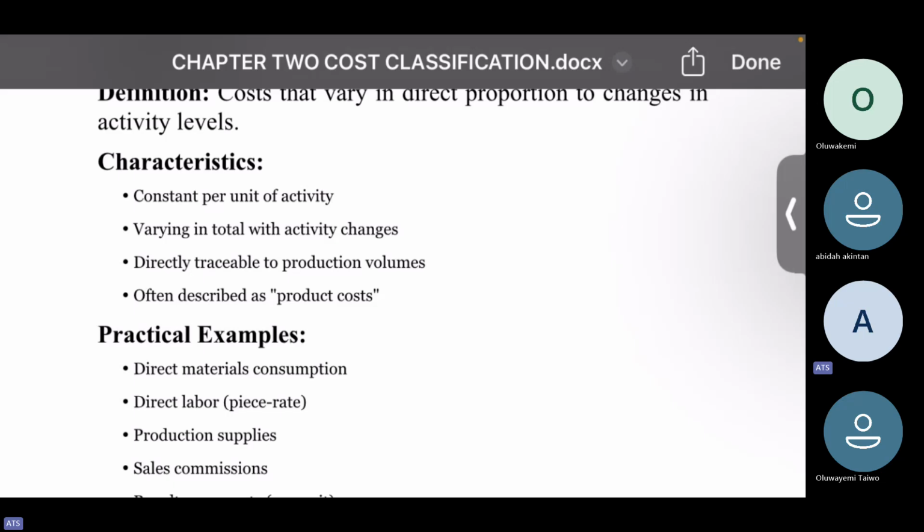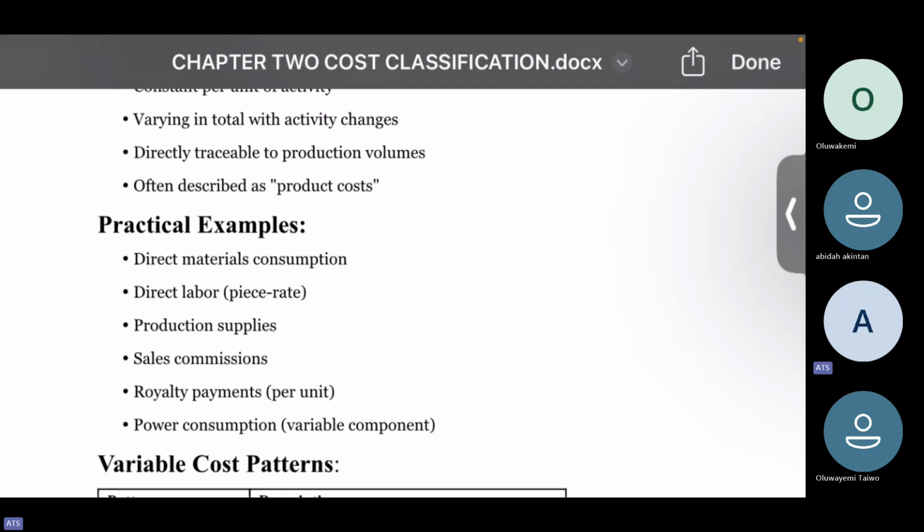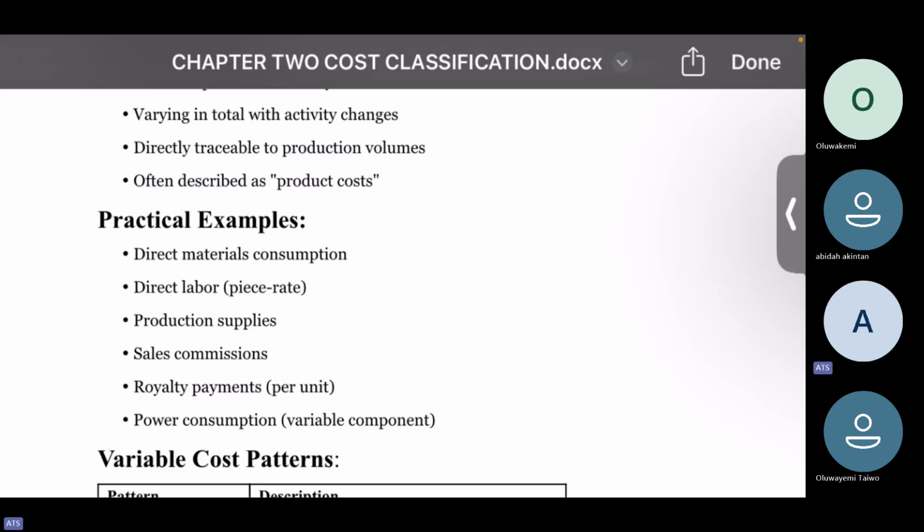In most cases, variable costs are direct costs, although there are variable costs that are not directly traceable to an item. Almost all variable costs are directly traceable to an item, and they are often described as product costs. That means they are often related to the cost of production, as opposed to period costs, which I explained when we were talking about fixed costs. Some examples of variable costs are sales commission, production supplies, and royalty payments.